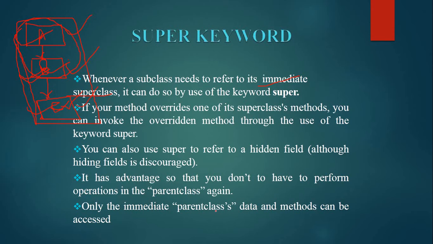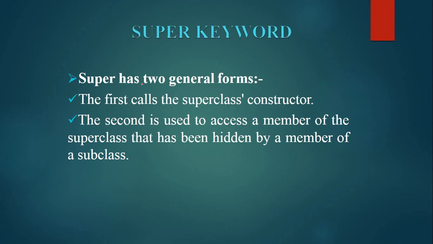Only the immediate parent class data and methods can be accessed. With super, only the immediate class's methods and data can be accessed. It means we can access data of B from C, but we cannot access data of A with the super keyword. The super keyword has two general forms. The first calls the superclass constructor, and the second is used to access a member of the superclass that has been hidden by a member of a subclass. It can be a variable or a method.